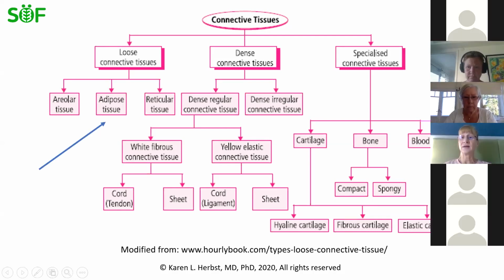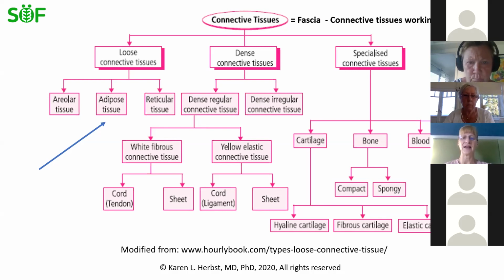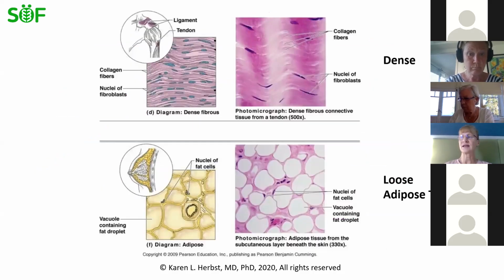So we have different connective tissues in our body, and you probably have heard of the term fascia, and fascia are just the connective tissues working together as a whole. So our whole body is made up of different connective tissues. There are dense connective tissues, and those are shown here, and you can see how the fibers line up against each other very tightly. And then there's loose connective tissue, and fat is included in that, and that's a bunch of cells that move freely around each other.